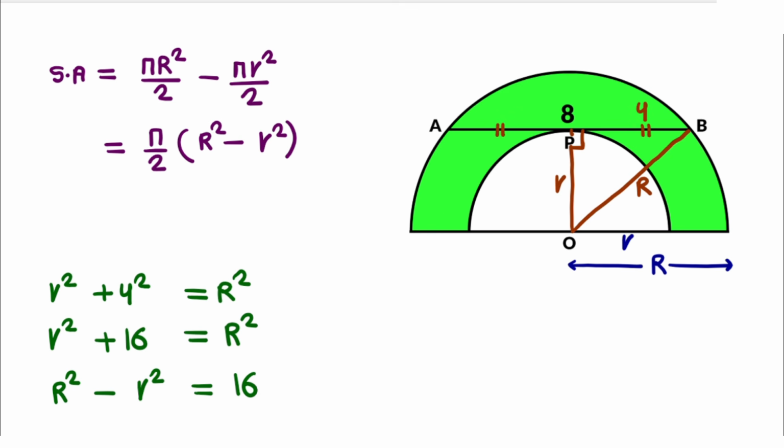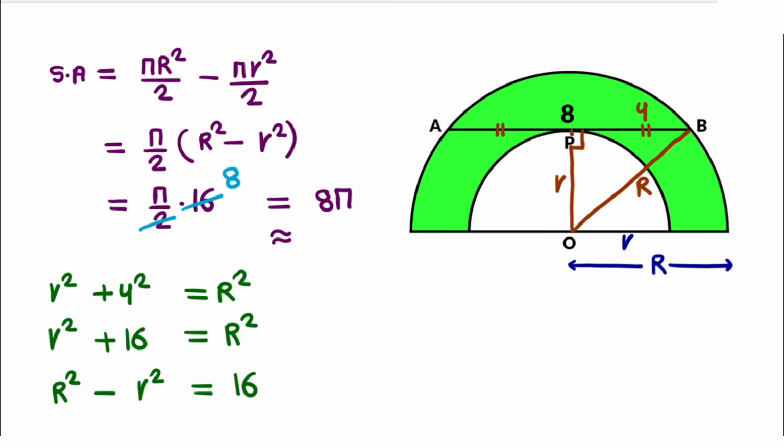We never needed to find either radius. We only needed the difference of their squares, and the geometry gave us that difference directly. Now substitute 16 into our area formula. The green area equals pi divided by 2 multiplied by 16. 16 divided by 2 is 8. So the exact area of the green shaded region is 8 pi square units.